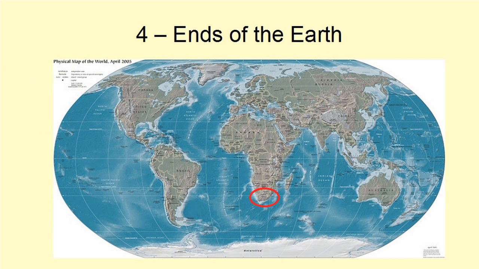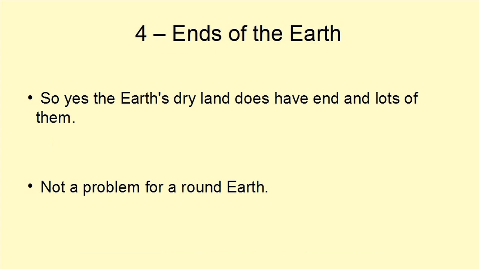Here's one. Here's one. And here's one. So yes, the Earth's dry land does have ends and lots of them. Not a problem for a round Earth.